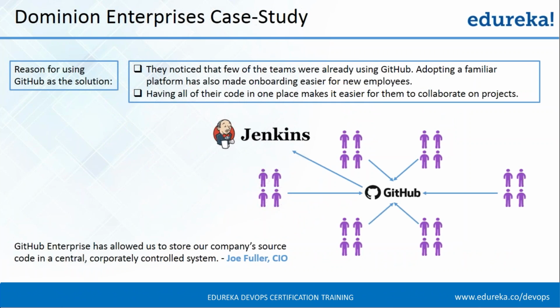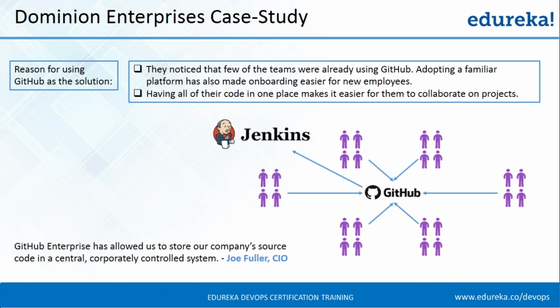And for that, they adopted GitHub as the platform. And the reason for choosing GitHub is that all the developers across the Dominion Enterprises were already using github.com. So when the time came to adopt a new version control platform, GitHub Enterprise definitely seemed like a very intuitive choice. And because all the developers were also familiar with GitHub, the learning curve was also very small. And so they could start contributing code right away into GitHub.